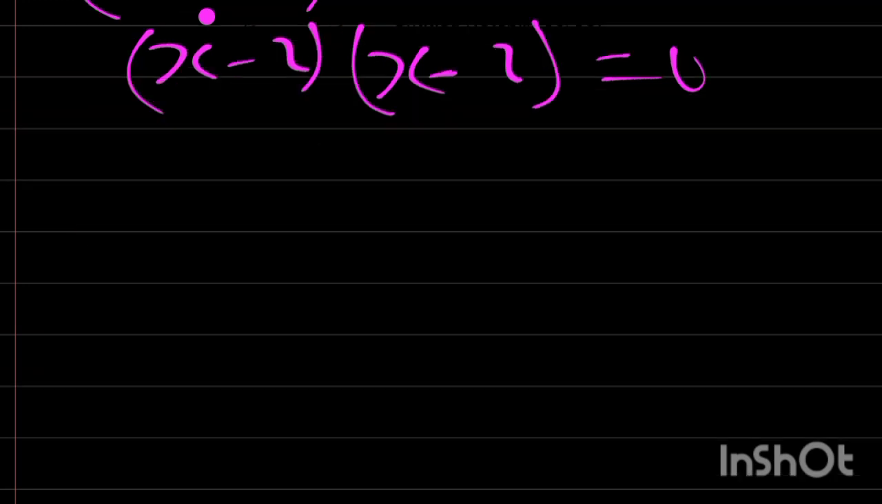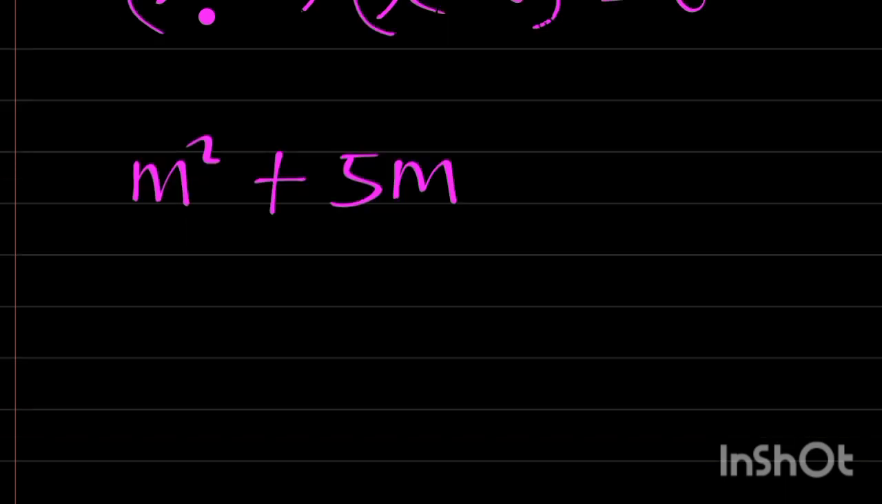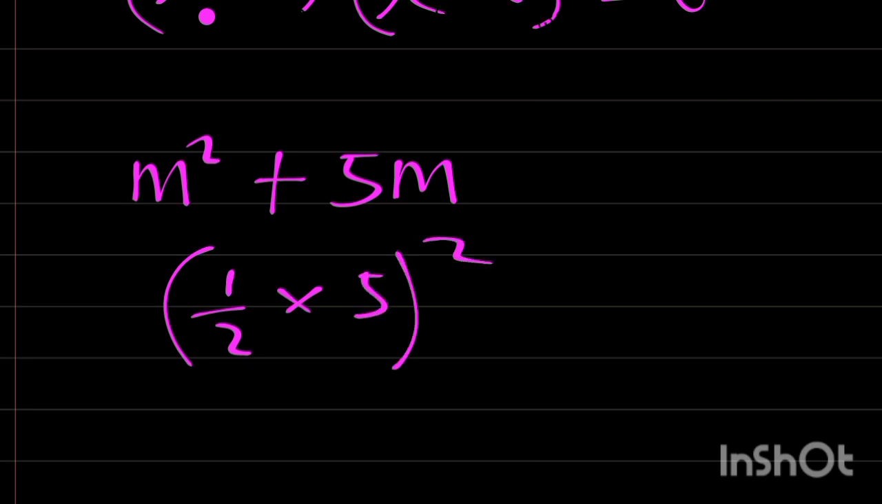Take for instance, if I have m squared plus 5m, what must be added to this expression to make it a perfect square? Very simple. Number one thing I will make sure is that the coefficient of m squared is 1. Provided the coefficient of m squared is 1, then I'm going to add the square of half of the coefficient of m. This is what I'm going to add. As simple as that. And then the expression becomes a perfect square.